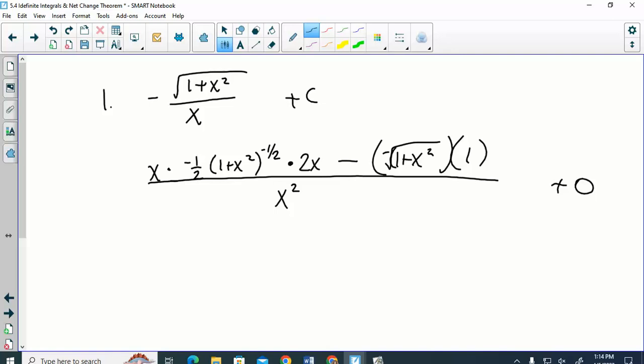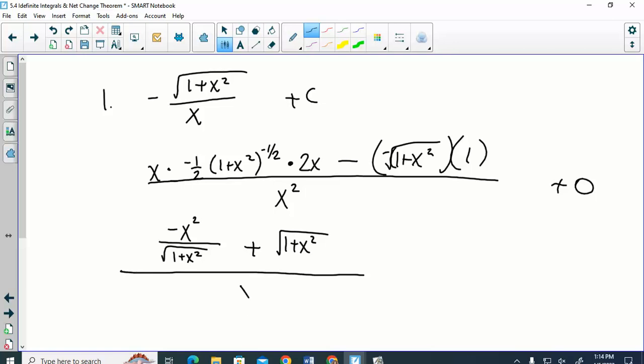Alright, this appears pretty ugly at the moment. x times -1/2 times 2x, that would be a negative x squared. 1 plus x squared to the negative 1/2 would just put a square root on the bottom of this. Okay. Then we have minus a negative, so plus square root of 1 plus x squared. And this whole thing is over x squared.